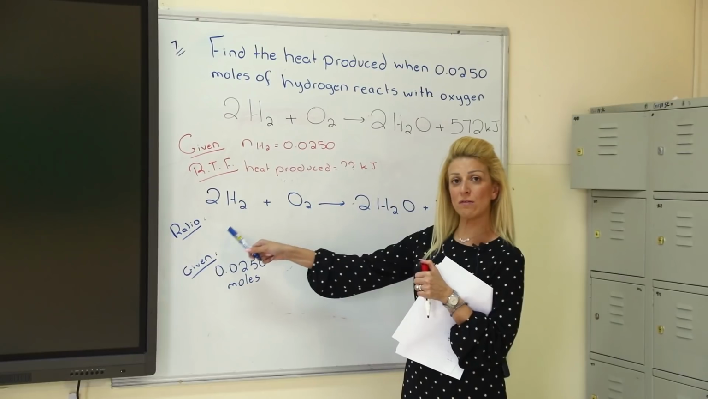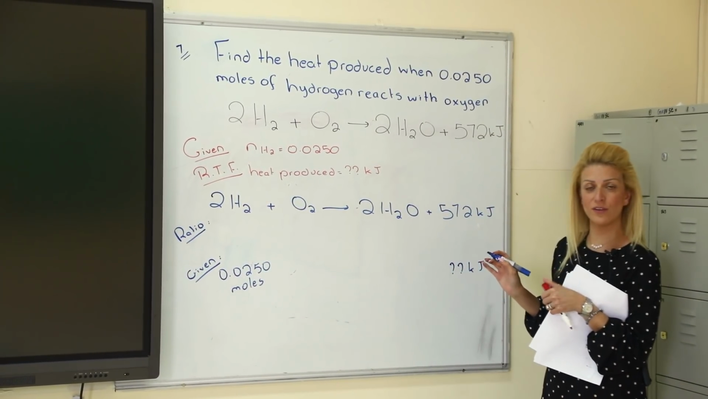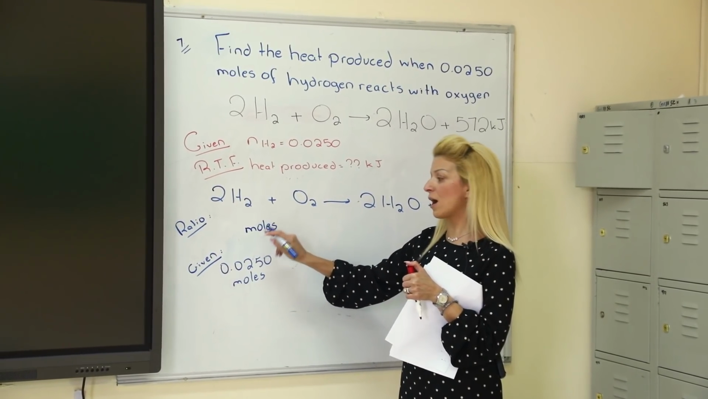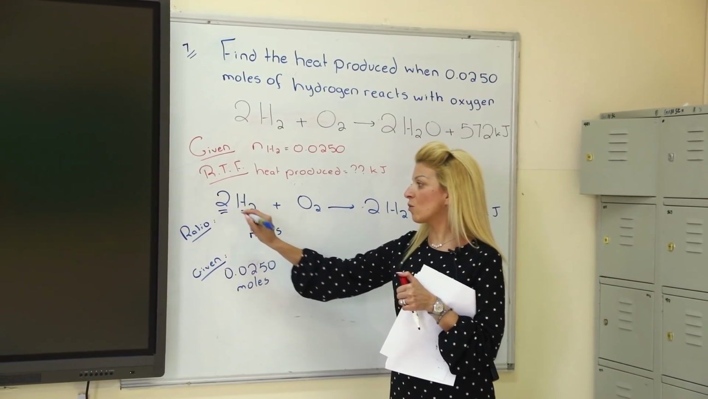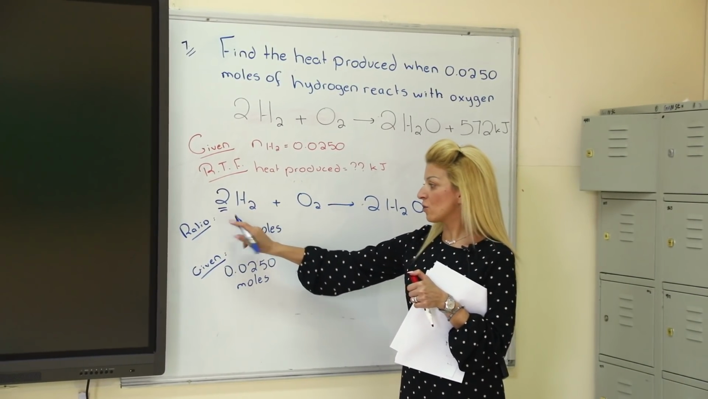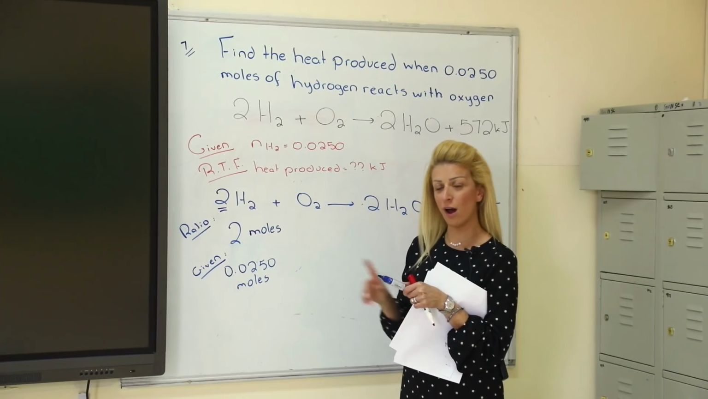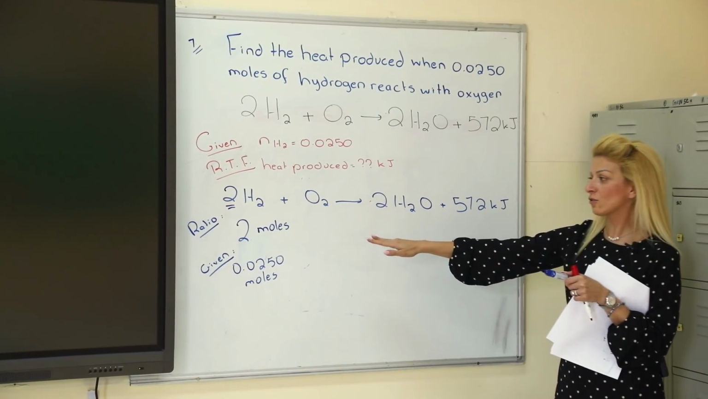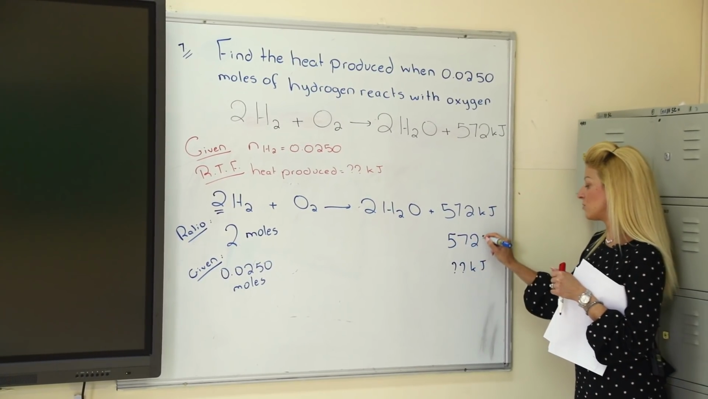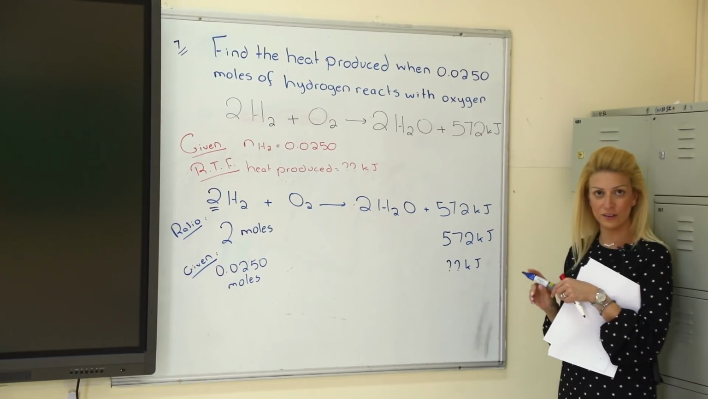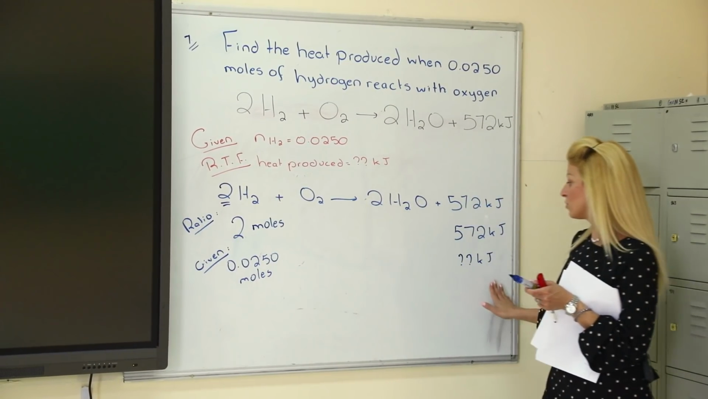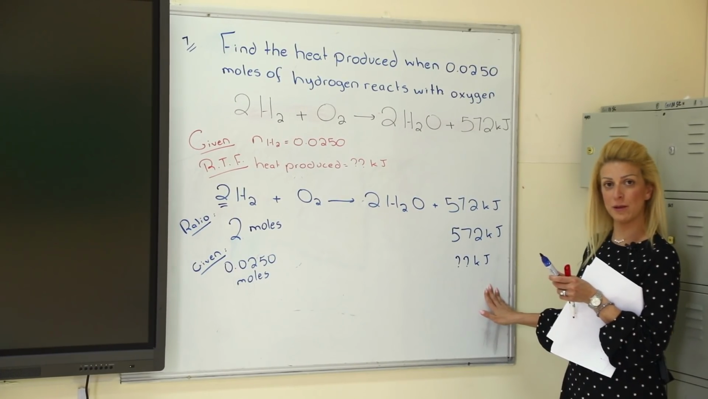From our equation, we write the ratio in the most convenient form. So we write our ratio using moles for hydrogen. According to our equation, we have 2 H2s. So we write 2 moles of H2 will react completely to give us 572 kilojoules of energy. So if we burn 0.0250 moles, how much energy will be produced?